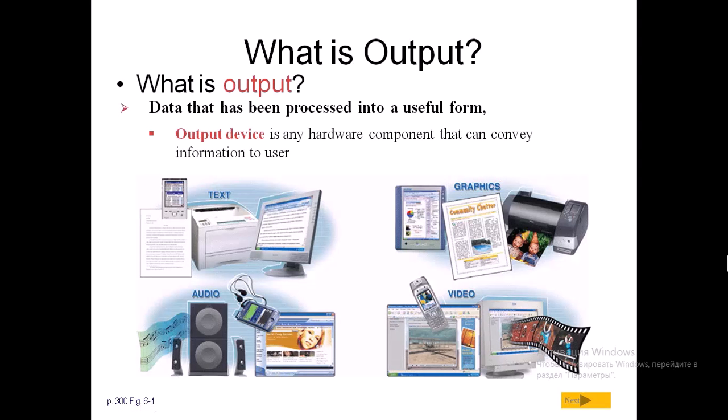What is an output device? Output is data that has been processed into a useful form. An output device is any hardware component that can convey information to a user. For example, we can output text, graphics, audio, and video materials.